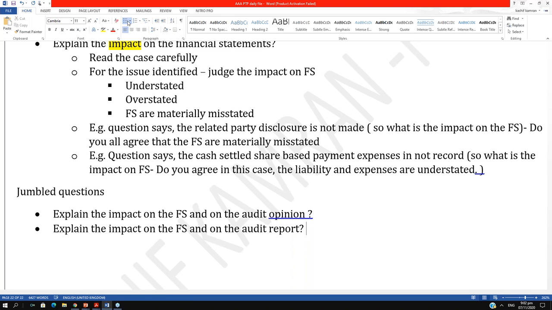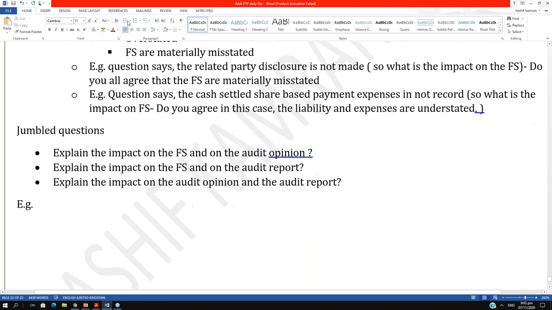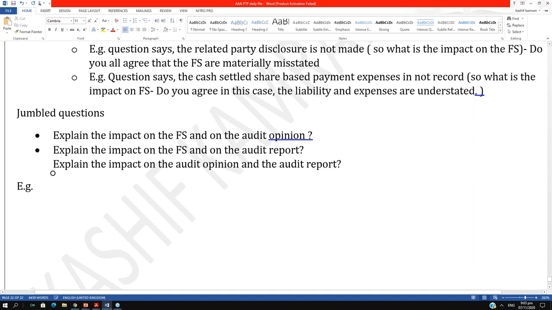Now, just one last thing before we take on the past papers. Look at this question: explain the impact on the audit opinion and the audit report. This is the most interesting. The examiner is asking to explain the impact on the opinion. So in this question, will you just be thinking about the four opinions? Explain the impact on the opinion and the audit report. Take an example of this third one carefully.